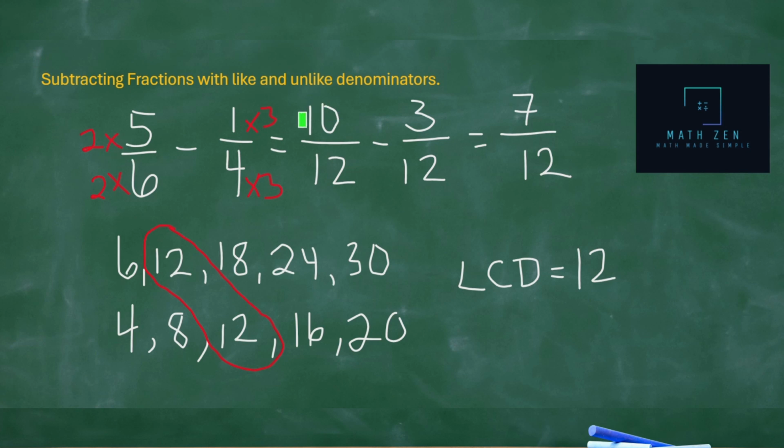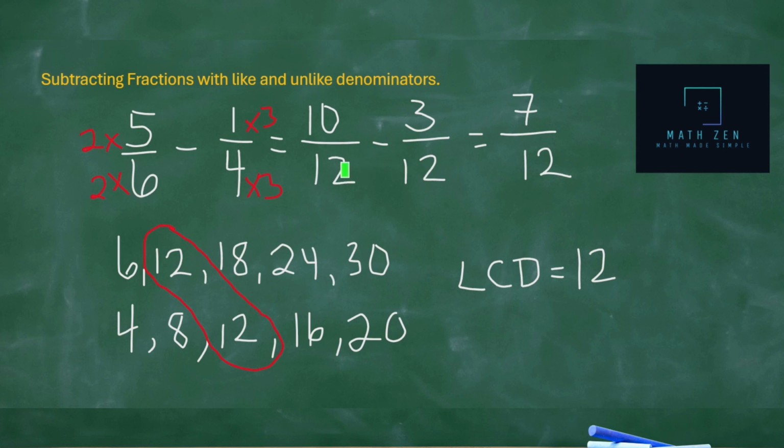So 2 times 5 gives us a new numerator of 10, and then I move to the next fraction and I do the same questioning. What did I multiply this 4 by to create this 12? Well, I multiplied by 3, which means I go to the top and also multiply by 3, which gives me 3/12 as my new fraction.